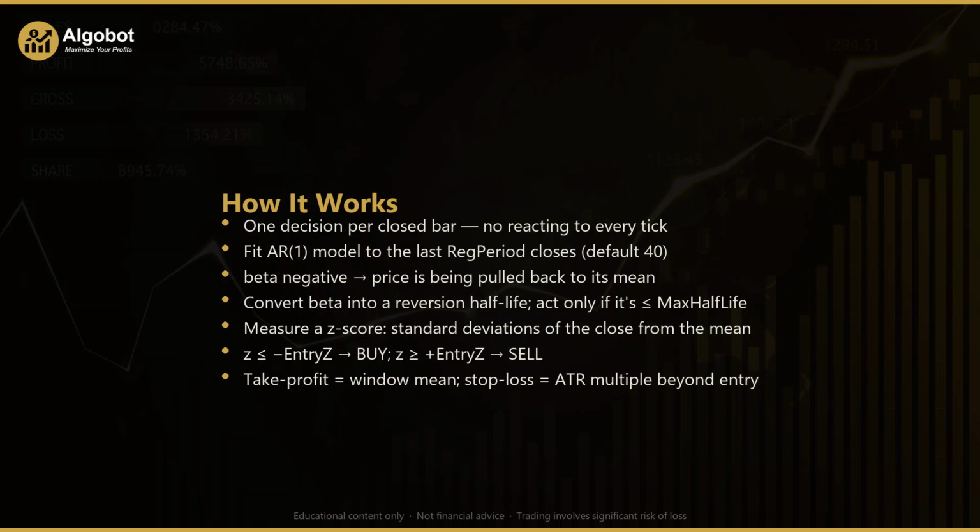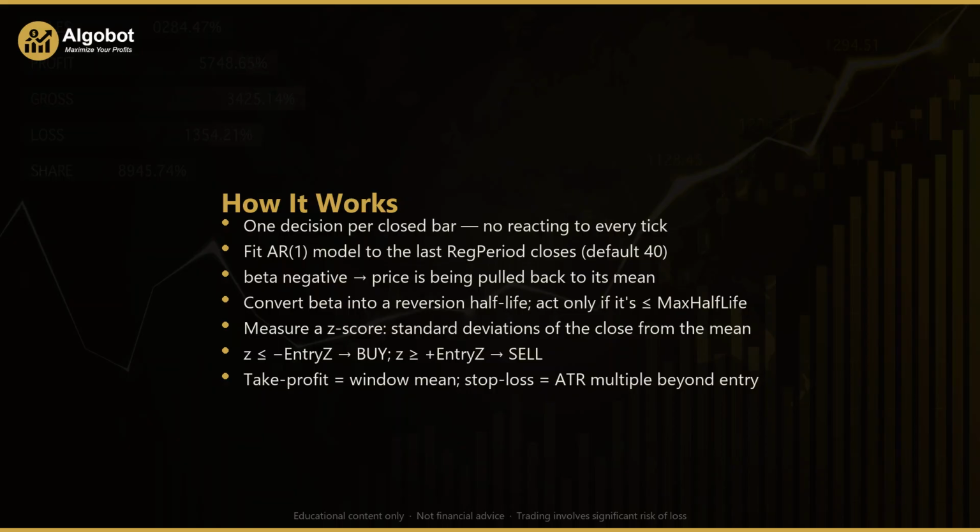Half-Life Reversion Fade works only on closed bars, so it makes one decision per completed candle rather than reacting to every tick. On each new bar, it takes the most recent closes, 40 of them by default, set by the RegPeriod parameter, and treats that as its working window. The first thing it does is fit a statistical model to those closes. It regresses each one-bar price change against the price level that preceded it.